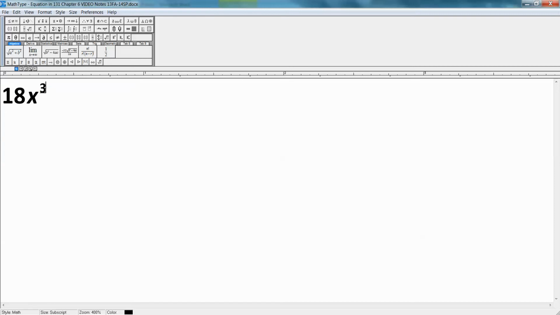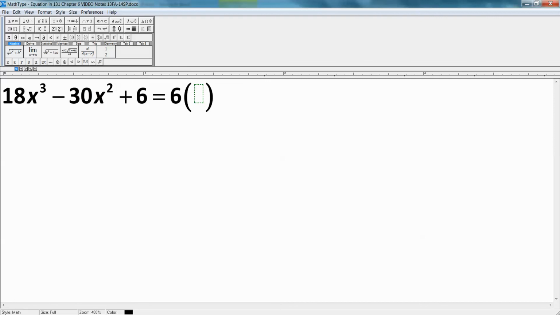All right, so this is 18x cubed minus 30x squared plus 6, I think. Looking at the numbers, 6, 18, and 30 are all divisible by 6. So that's that. And there's no x's.